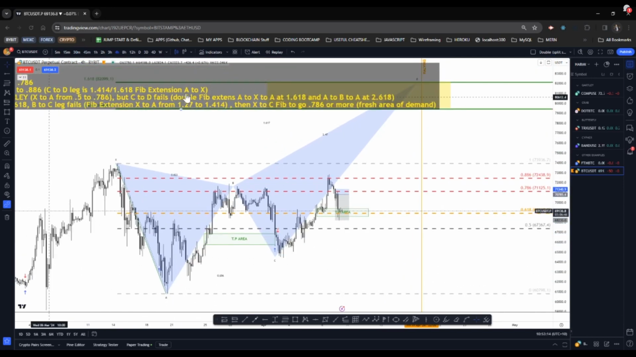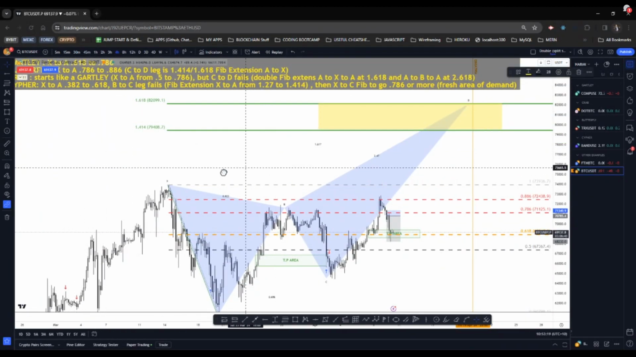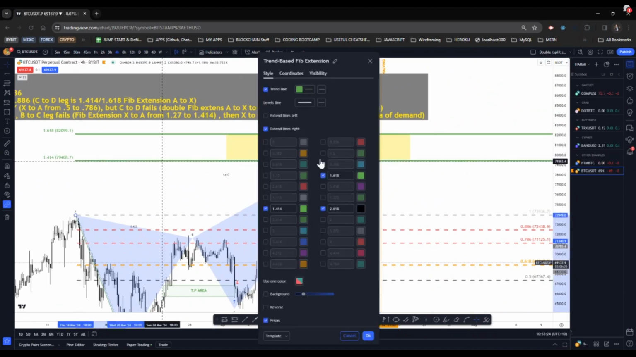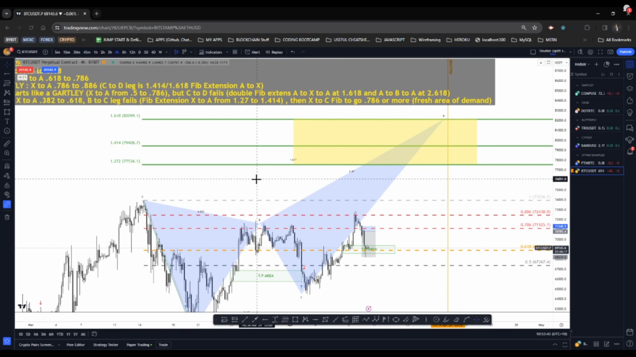With a butterfly pattern, that's where you've got your extensions, and we covered them before, but these ones: 1.4, 1.6, 1.8. If I want 1.27, I don't really like it, but you can. It will give it to you at 1.272. So if you want a broader area for where I think Bitcoin might end up, it's between 77 and 82. Make sense? Awesome.